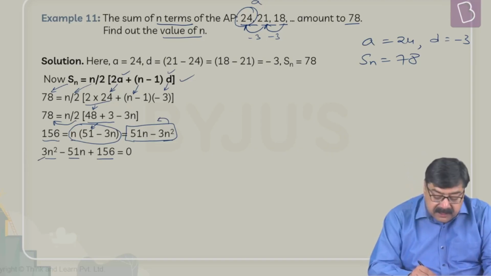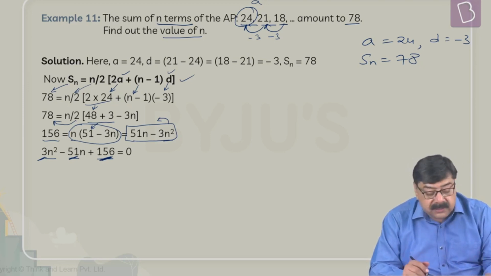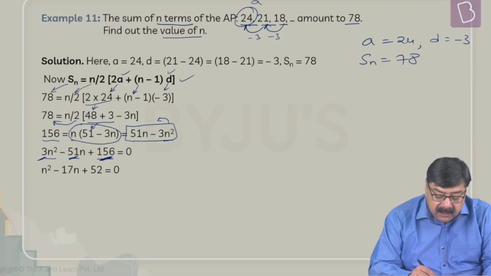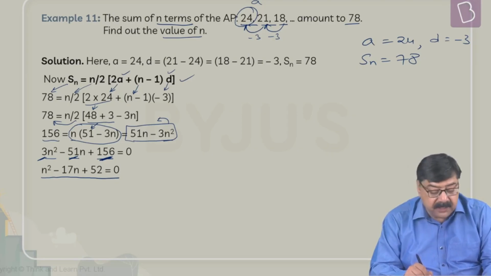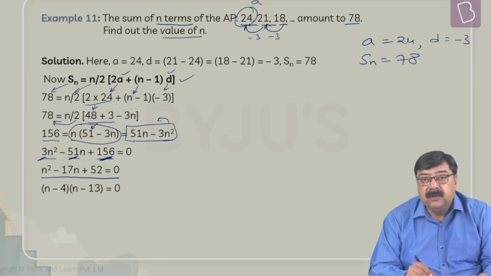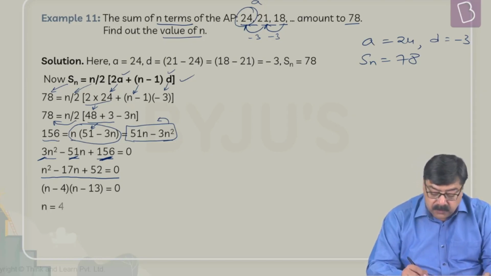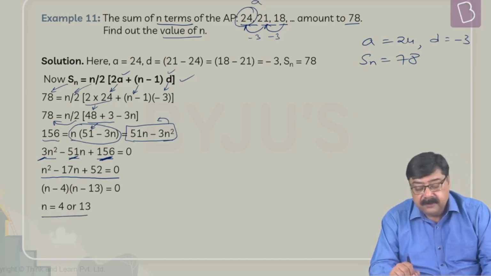Now each of these numbers, 3, 51 and 156, is divisible by 3. So we will reduce this equation by dividing it by 3 to get the reduced form as n square minus 17n plus 52. Factorizing this, we know minus 17 is minus 4 minus 13, and 4 times 13 is 52. So the value of n here will work out to be either 4 or 13.